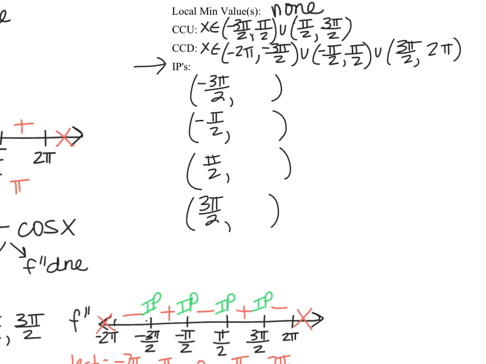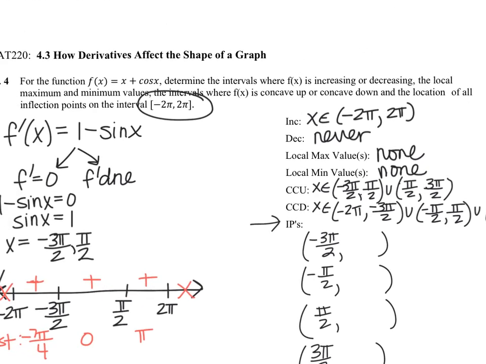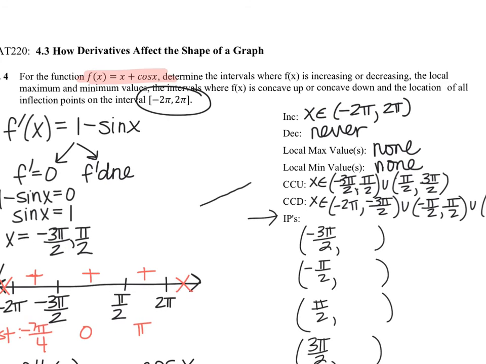But then we're going to need to substitute these x values all the way back into the original function. So I'm going all the way back to the beginning, to our original function, which was f of x equals x plus cosine of x, because we want to find the corresponding y values on the original function. So you need to input negative 3 pi halves back into the original. We're going to have some decimals here. You can certainly use your calculator. Just round to the nearest hundredth, I think, is sufficient.